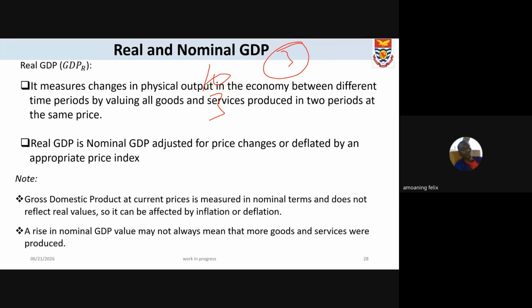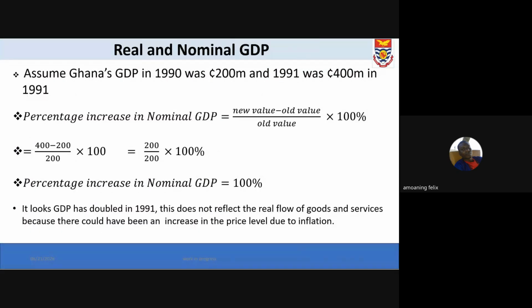So your gross domestic product at the current price is measured in nominal terms and does not reflect the real value. So we can leave this statement and let's use a practical example. Now, let's assume that Ghana's GDP as at 1990 is 200 million. And in 1991, it came to 400 million. If you are asked to calculate the growth rate using the nominal GDP, the growth rate here is going to give you about 100%.